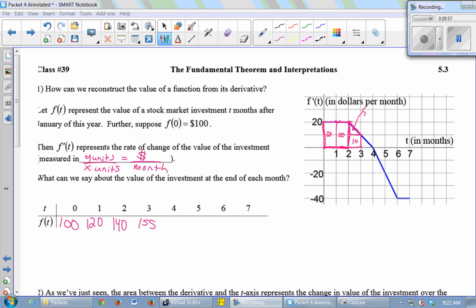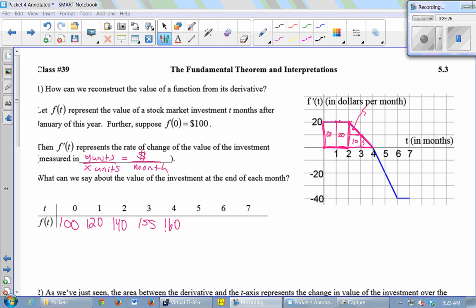All right, and then from month 3 to month 4, I could assume that I was at a rate of change of $10 per month the whole time, or $0 per month the whole time, but one would be an overestimate, one would be an underestimate. The exact value of the change would be the area under this curve, which is 5. So I have an increase of $5 to 160.